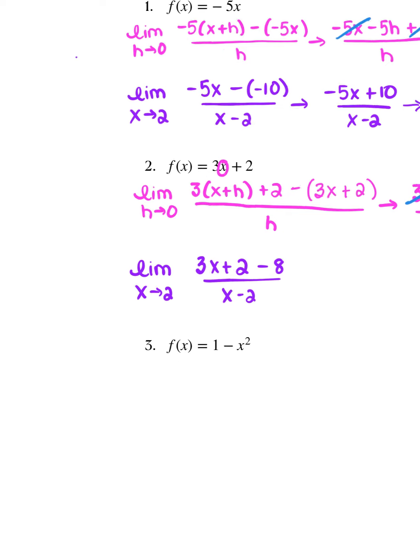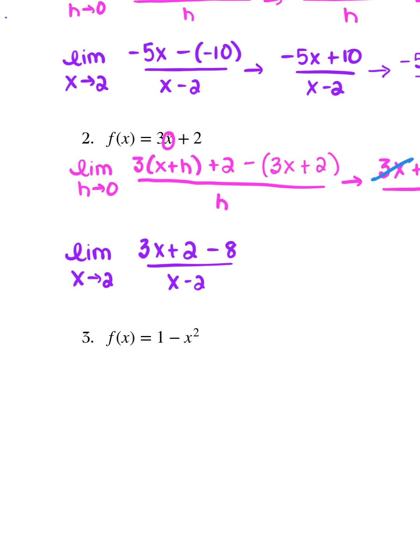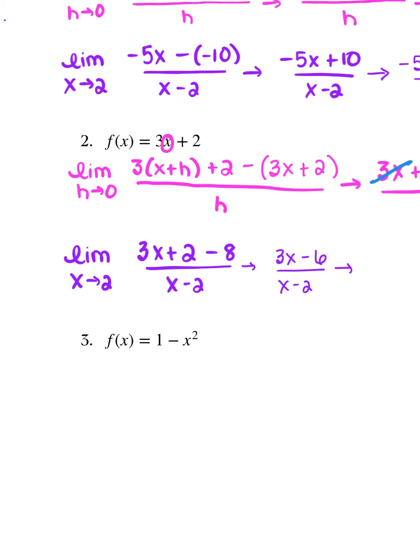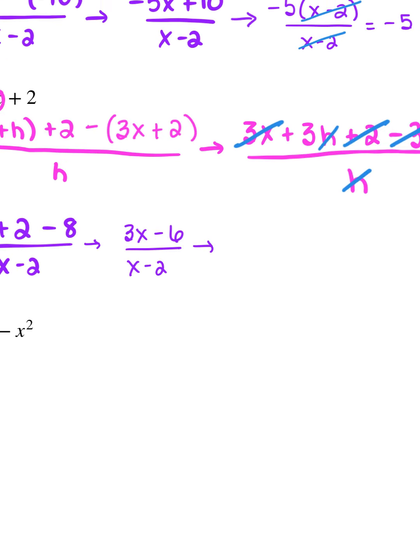All right, so up top here, 3x minus 8 is... so I can say this is really 3x minus 6 over x minus 2. Let's factor up on top. And I end up with 3x.